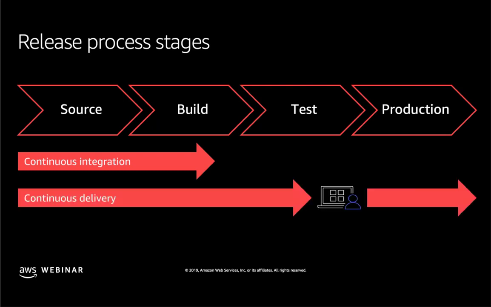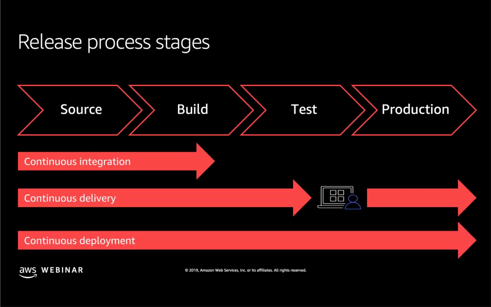And then we've got continuous delivery. Continuous delivery is when you have full automation that takes your code from source to build, to test, to production, but you've got a manual gate before you go to production. So somebody has to go in and approve to make sure that the changes that are about to be deployed to production are in fact what you want to go into production. And then lastly, we've got continuous deployment. Continuous deployment is when you have full automation from source to build to test to production, and there are no manual gates.